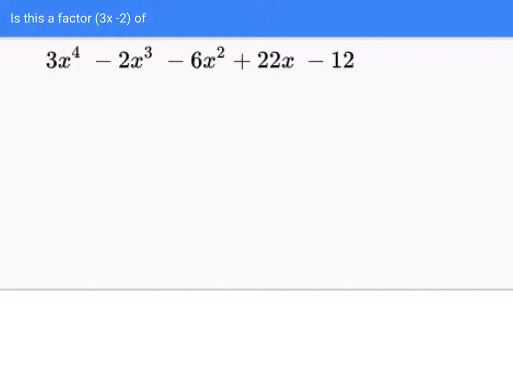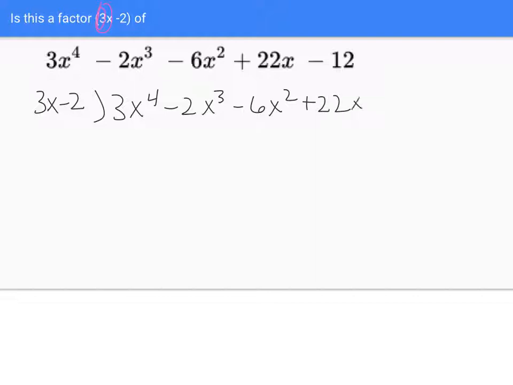Is this a factor? I have a number in front of my x right here, so I'm going to have to do long division. It's 3x minus 2, and I'm dividing 3x to the fourth, 4, 3, 2, 1, my number. Okay, so that's my long thing I'm dividing.